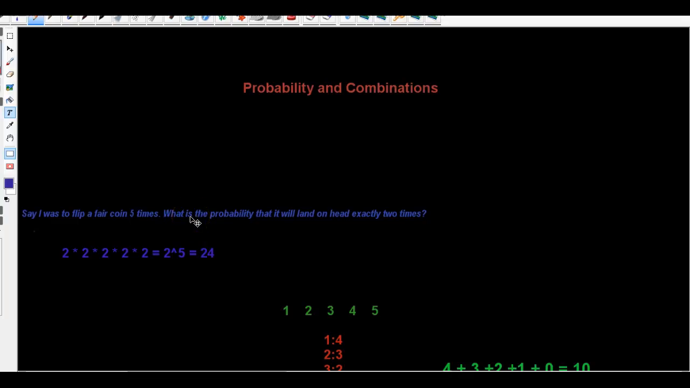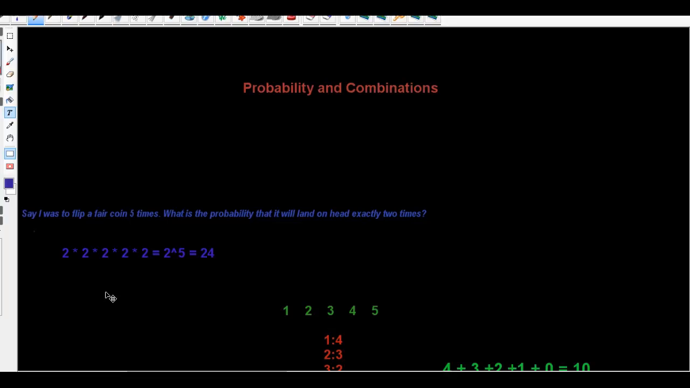Today we're focusing on permutations with combinations. So say I was to flip a fair coin 5 times. What is the probability that it will land on heads exactly 2 times?